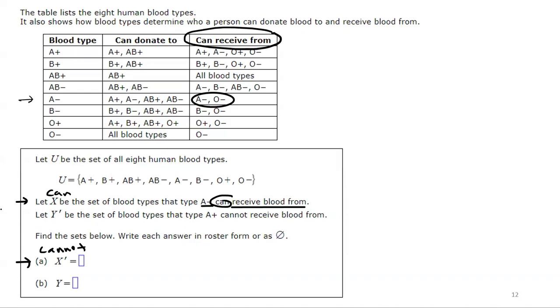So if I go to my universal set, again, I can receive blood from A negative and O negative. So I can cross those guys out, A negative and O negative. But X prime means, well, I cannot receive blood from who? Then I have to list the rest of the items here. So that would be A positive, B positive, AB positive, AB negative, B negative, and O positive. Does that make sense? Okay. All right. Now let's go to the next part.